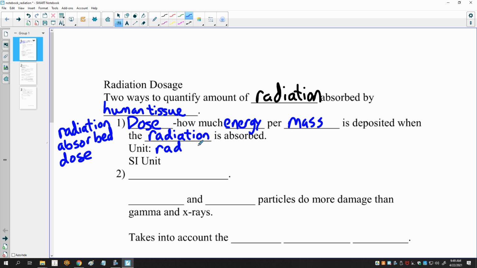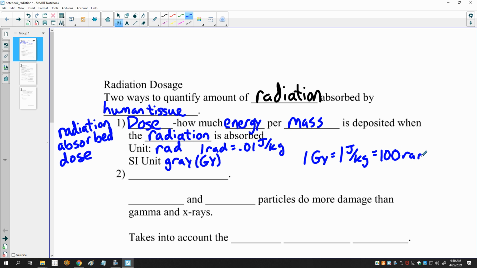The rad is equal to 0.01 joules per kilogram. The SI unit for our dose is called the gray, abbreviated Gy. And 1 gray is equivalent to 1 joule per kilogram, and that is equal to 100 rads. But more commonly, we use the rad to measure dose. So rad is our more common unit.